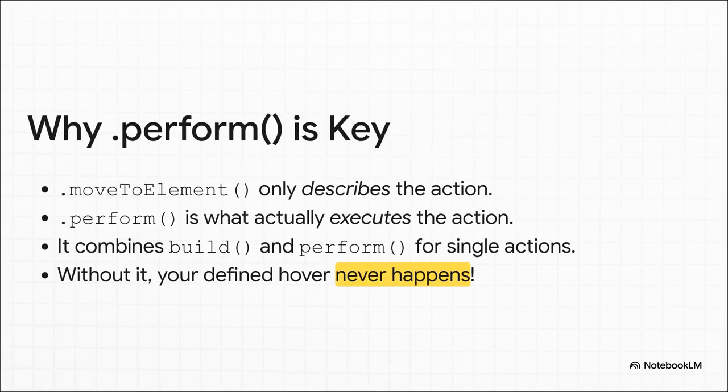So here's the big aha moment. Methods like moveToElement don't actually do anything on their own. They just describe what you want to do. It's like you're writing down steps in a recipe. You're telling Selenium, first, I want to move the mouse here, then maybe I'll right-click, then I'll drag something. You can build up this whole chain of actions. It's .perform that finally tells the chef, okay, the recipe's ready, go. Without it, all your brilliant instructions are just sitting there and the hover just never happens.